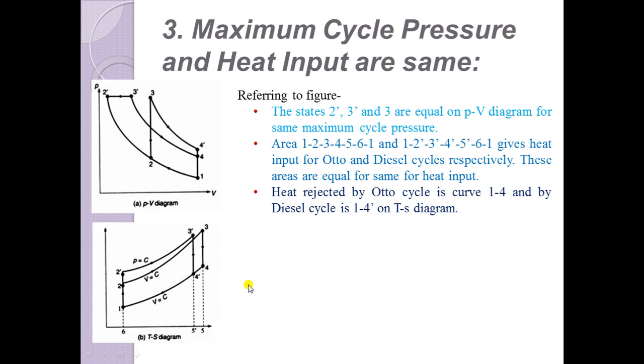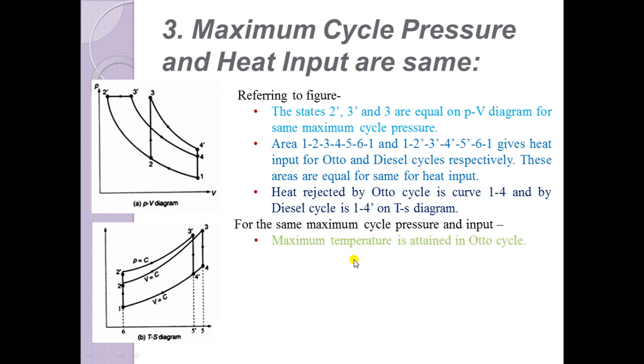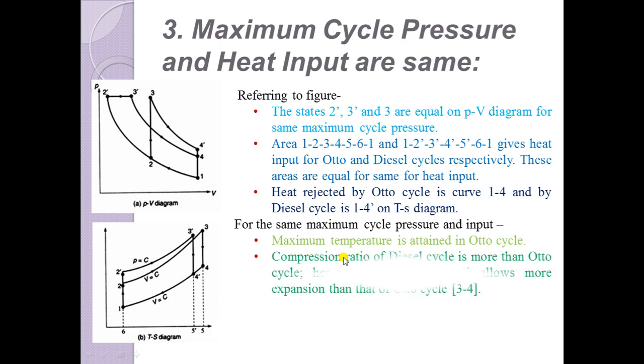Heat rejected is taken from points 1, 2, 4 for Otto and 1, 2, 4 dash for diesel cycle as on the TS diagram. So for same maximum cycle pressure and heat input, what observations can we see? Maximum temperature is attained in the Otto cycle, you can observe in the TS diagram, see here. T3, or point 3, is higher than point 3 dash, so 3 represents the Otto cycle, so maximum temperature is in the Otto cycle.